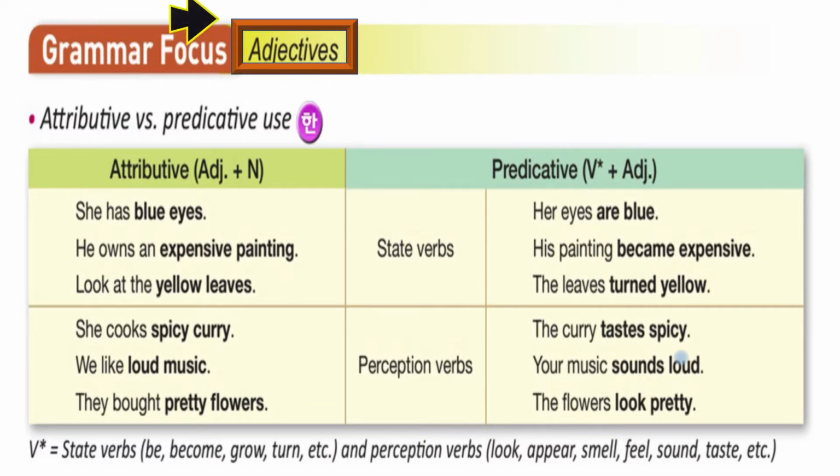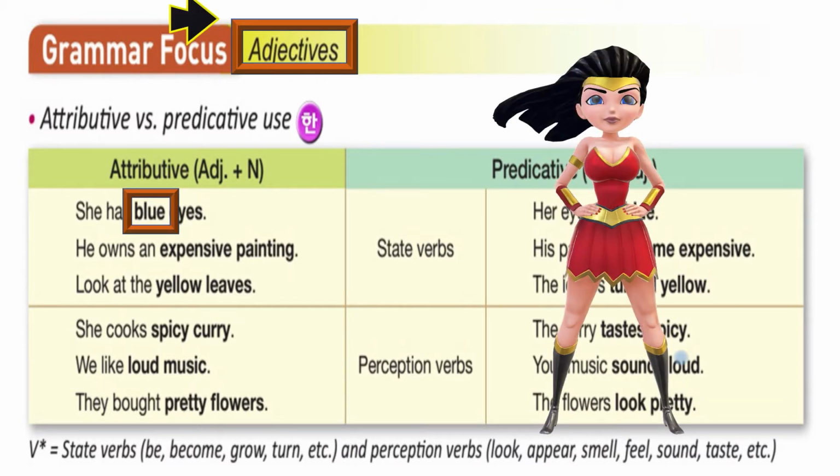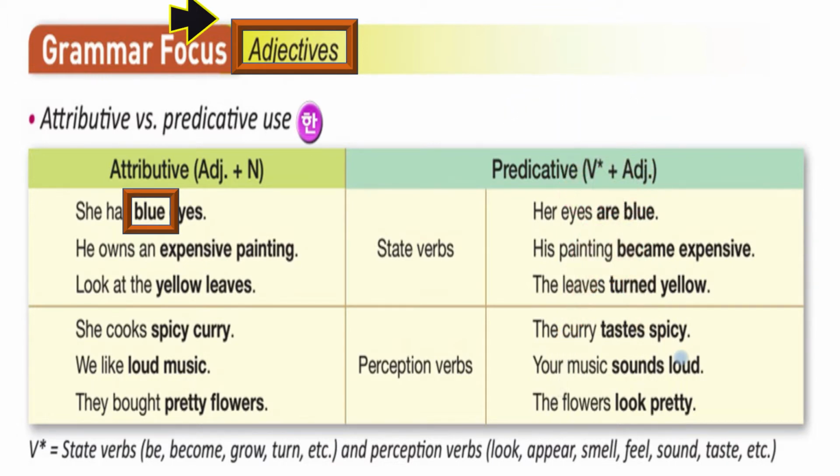Right, so let's put it on a bigger screen. So here the attributive adjective plus noun says she has blue eyes. It is describing her eyes. It is saying what they look like. What's the attribute of her eyes? Yes. Blue. Blue, yes.